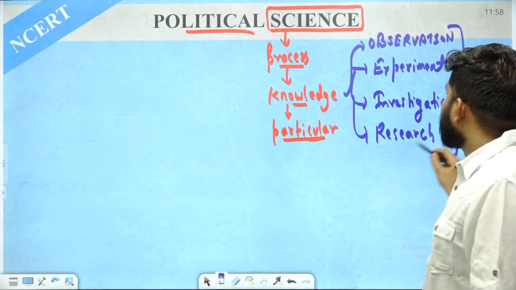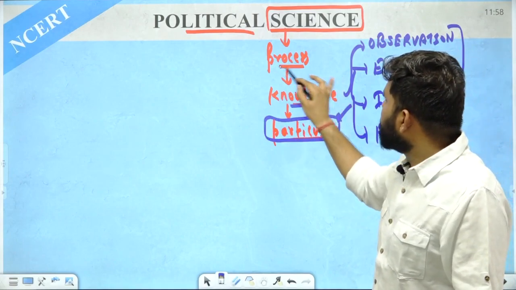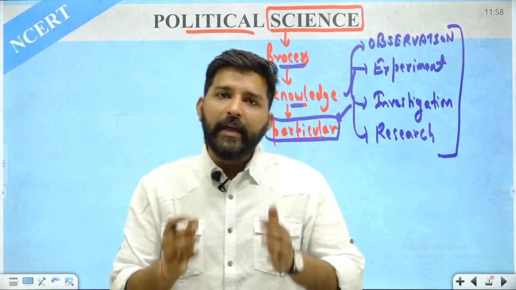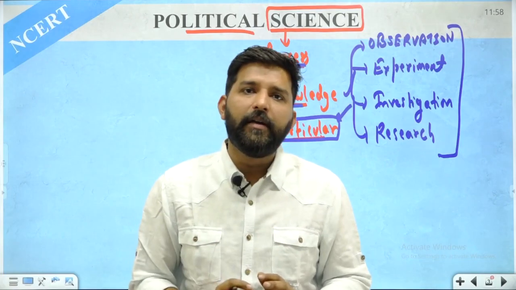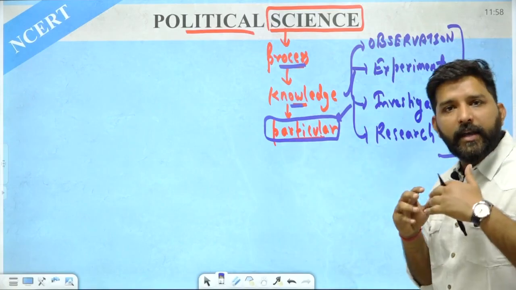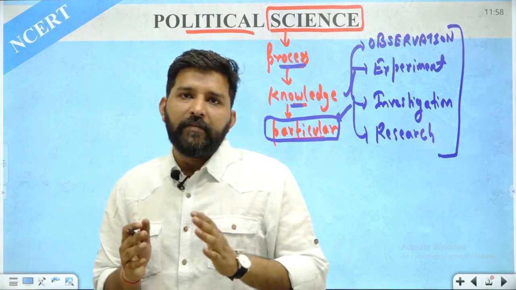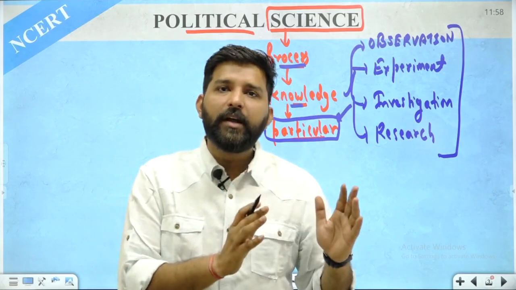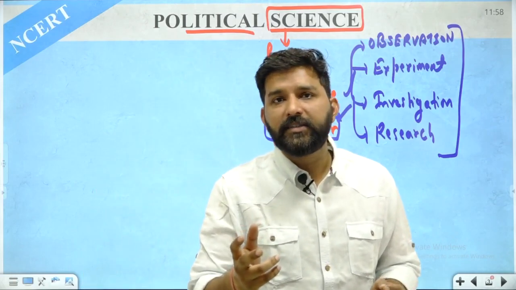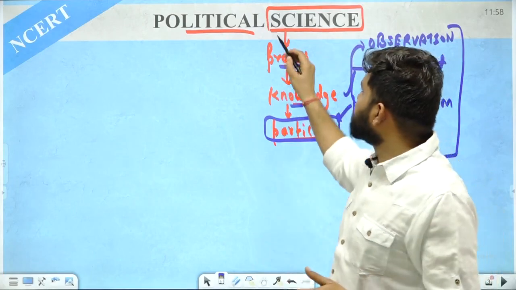When all of these factors are applied to a particular branch, then the process by which we get knowledge is known as science. So science is basically a process for gaining knowledge of a particular field. And how can we gain the knowledge? By various factors: by observations, by experiments, by investigations, as well as from research. So when we apply this process to the political world, it can be termed political science. Therefore, we attach the word science with political.